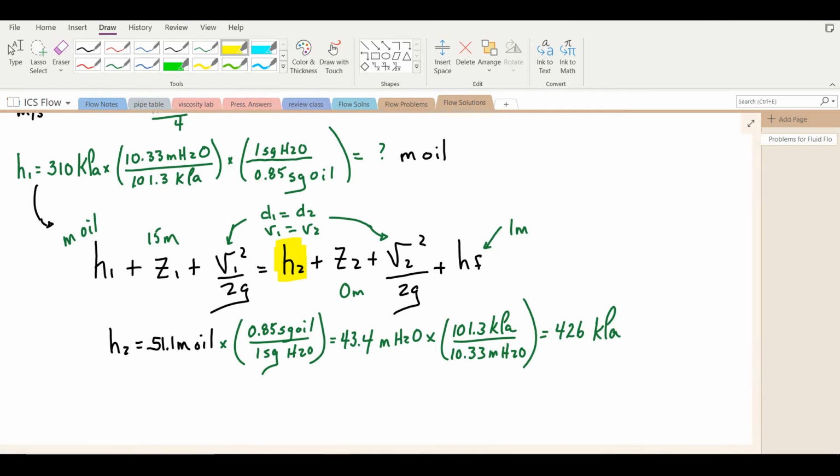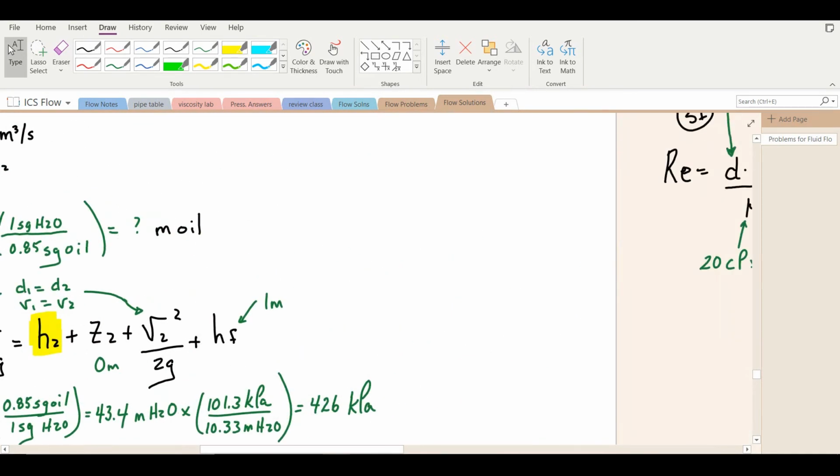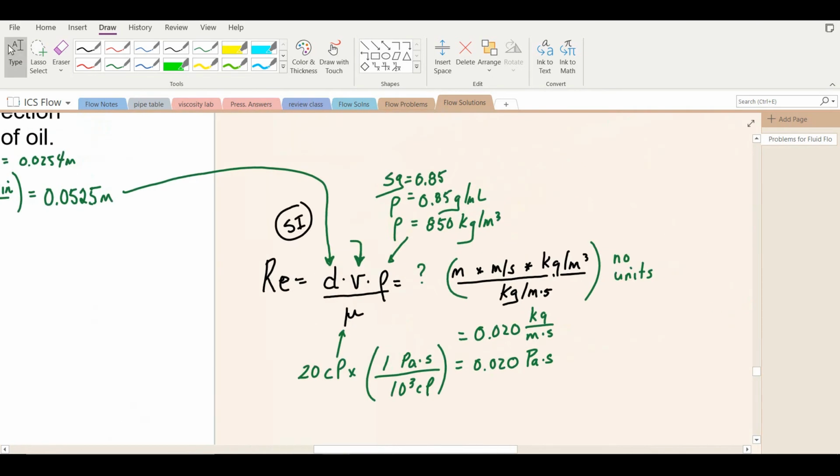The second part asks us for the Reynolds number. So recall the Reynolds number. You'll be given the equation: it is the diameter of the fluid, which is the internal diameter of the pipe, times the velocity of the fluid, times its mass density, divided by the absolute viscosity. And I'm working here in the SI system. We already calculated the internal diameter of the pipe, which is the diameter of the fluid. The velocity, I didn't calculate the number, but I showed you the setup for it.